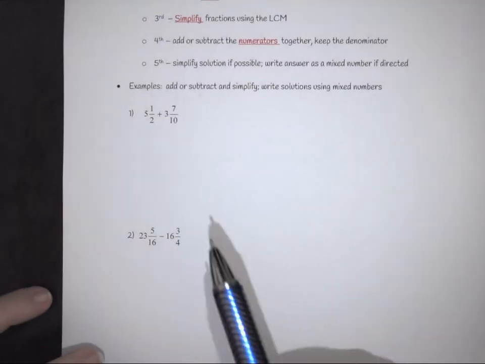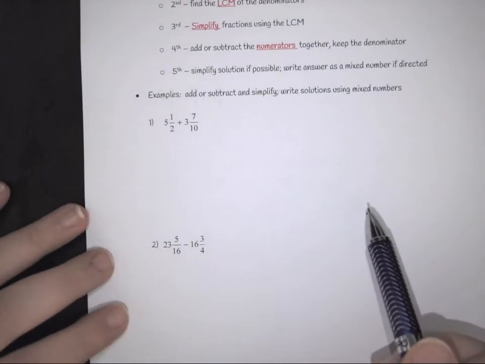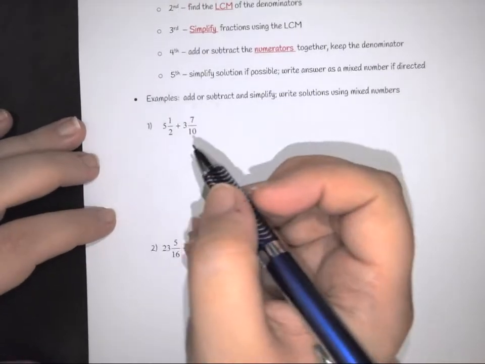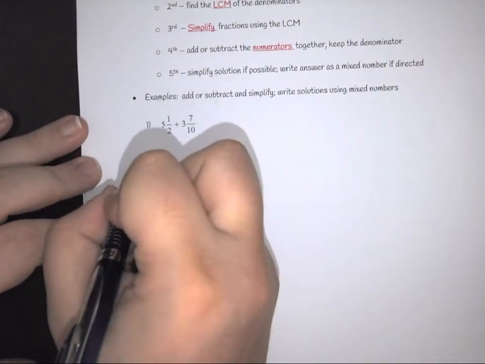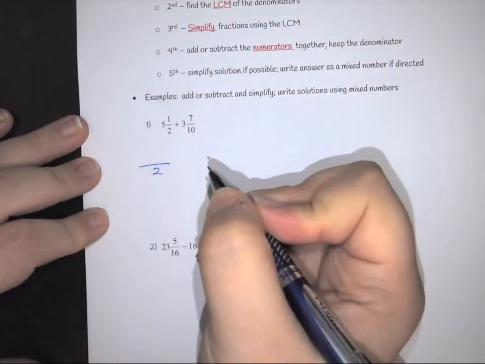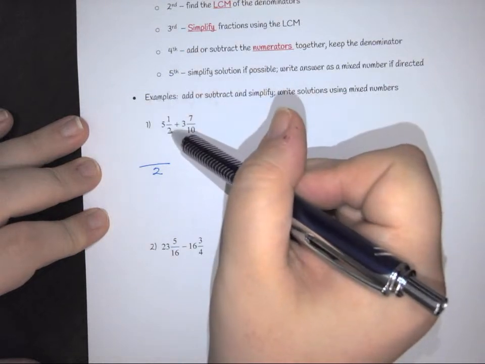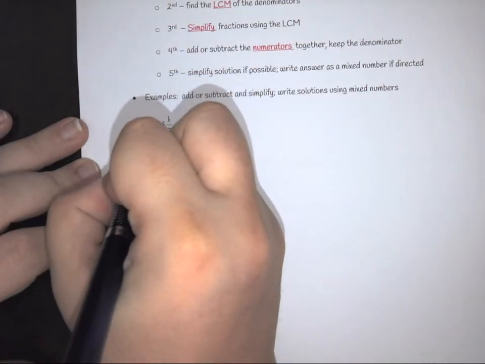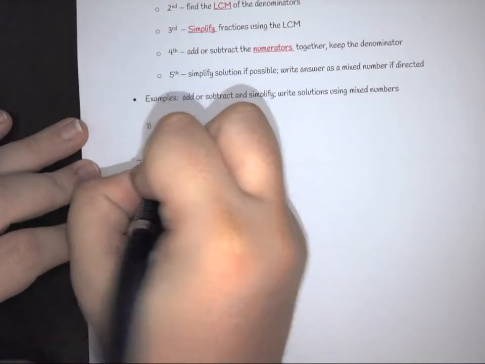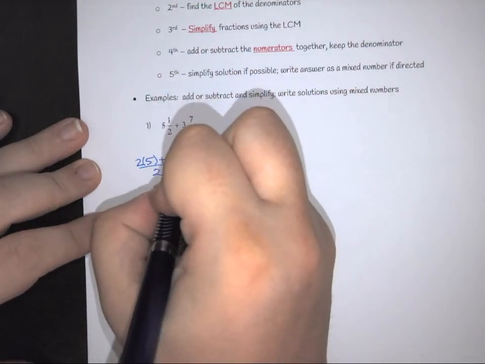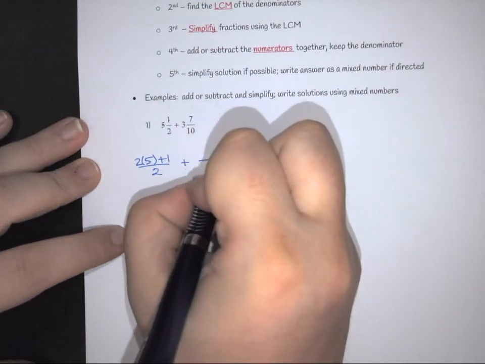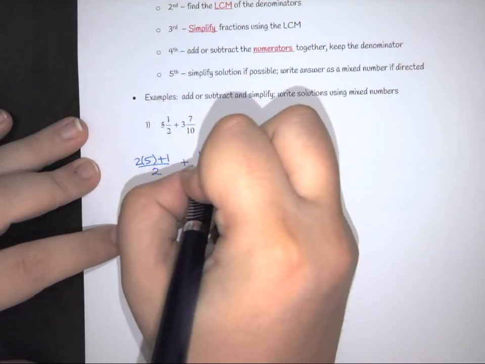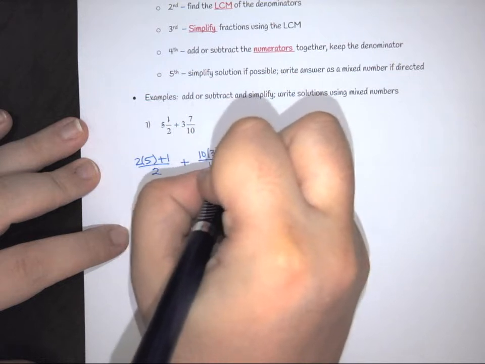So I have 5 1/2 plus 3 7/10. So I have to change each into improper fractions, or into fraction form. So what I know is that my denominator is going to stay the same, and then I'm going to do bottom times the big number plus the numerator, and it goes into the top. Well, I need to do the other fraction. Again, its denominator is going to stay the same. And again, this is going to be bottom times the big number plus the top, into the top.